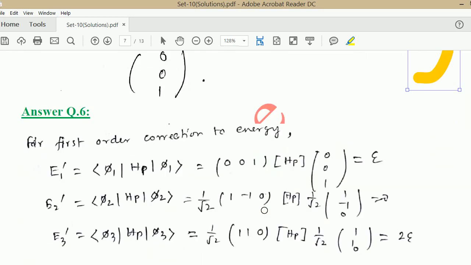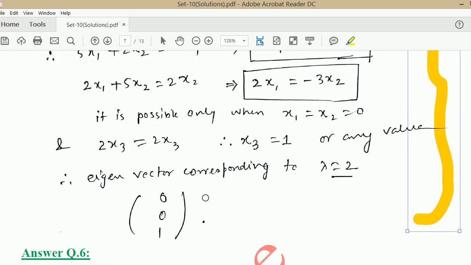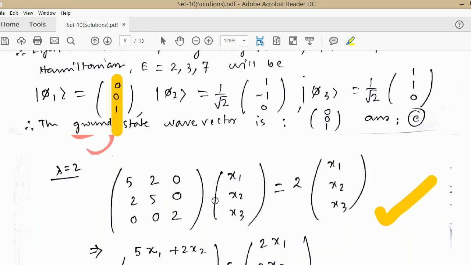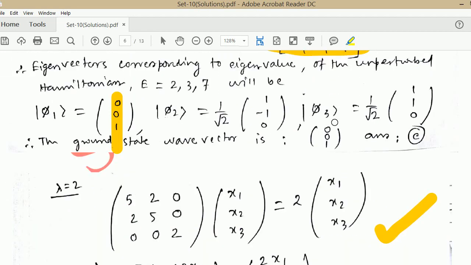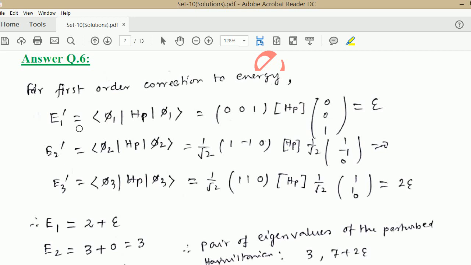Straightforward. Now coming to question number 6, for first order correction to energy. This one we have to calculate for the perturbed one. So phi 1 HP phi 1. We have calculated phi 1, phi 2, phi 3. We can calculate it using the same tricks. I have just shown phi 1 and phi 2; phi 3 can be similarly identified as this. So E1 prime means first order correction to the ground state energy.